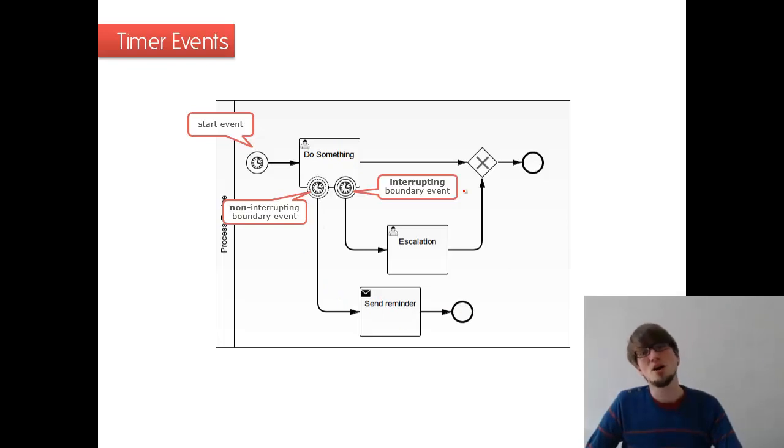So what we pretty often have is a two-step escalation. The first one just reminds, maybe every day. And the other one, after 2 weeks, I really do an escalation. Events can also be starting, like I can say every day or every 2 weeks, I create a new instance of the process automatically. That works in the engine as well.